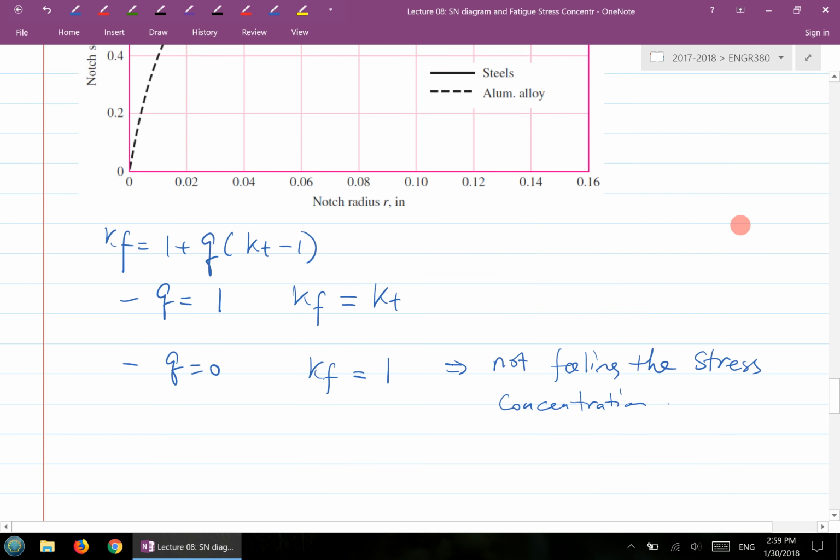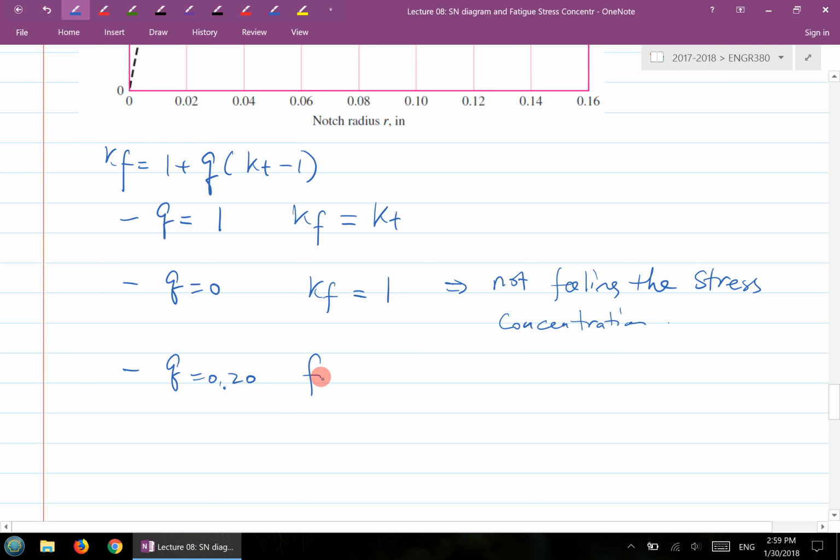And the two previous figures only cover the ferrous material, the steel, and also the non-ferrous aluminum here. There's also another type of material you could use, maybe cast iron. In that case, you can use Q equals 0.2 for all grades of cast iron. So that's another fact for the Q here.